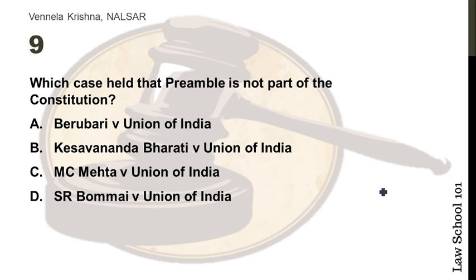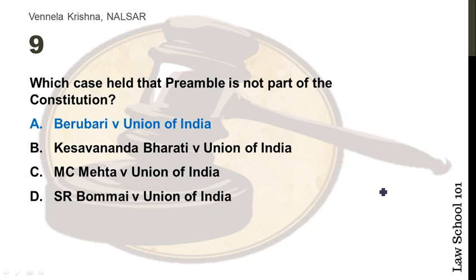So which case held that the preamble was not part of the Constitution? The answer is Berubari. So the question before the courts related to the amendment powers of the Parliament. Which parts of the Constitution could be amended by the Parliament was the question. Some cases said that the power was sweeping, others said that it was limited, and one related question to whether all parts of the Constitution could be amended was whether the preamble was a part of the Constitution and whether it could be amended. Berubari said no, that the preamble is not part of the Constitution, that it had to be considered to be separate and more sanctimonious and could not be altered.